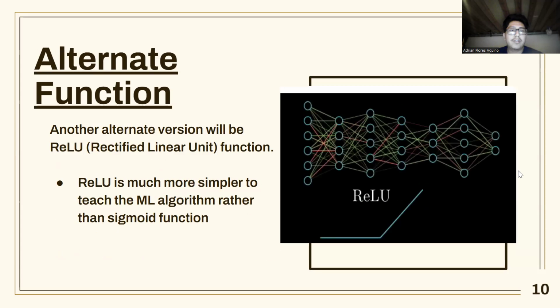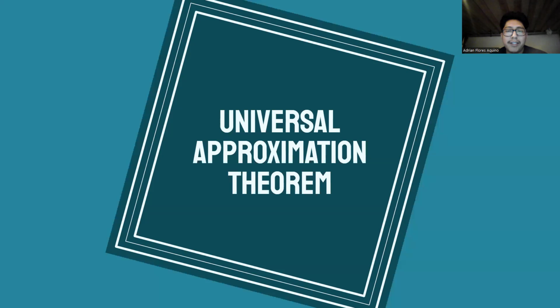Well, just to let you guys know, there is an alternate version of the sigmoid function, which is also known as the ReLU function, better known as the rectified linear unit. It's much simpler to teach the machine learning algorithm than the sigmoid function, since there is a lot going on when it comes to the sigmoid function, so it helps better organize it and is essentially much cleaner.